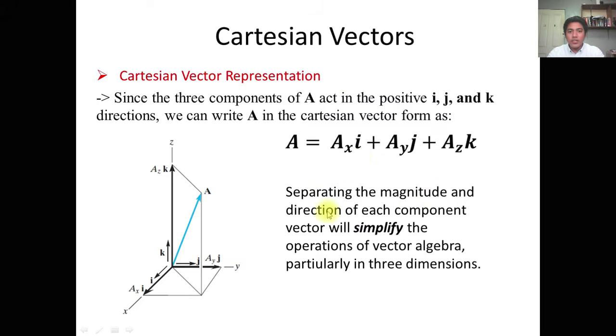Separating the magnitude and direction of each component vector will simplify the operations of vector algebra. Usually, if we express the vector in this form, vector algebra is really easy, unlike if it is not expressed in terms of components. Okay? This will be very handy in three dimensions.